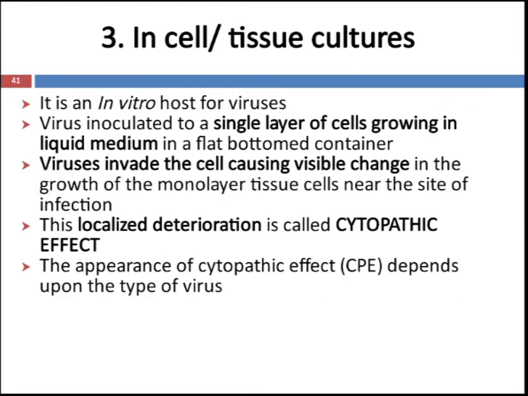Now coming to the third method for cultivation of animal virus, in cell or tissue culture. It is an in vitro host for viruses other than animals. In this, viruses are inoculated to a single layer of cells growing in liquid media in flat bottom containers. The viruses invade the cell causing visible change in the growth of monolayer tissue cells near the site of infection. This localized deterioration is known as cytopathic effect, and cytopathic effect depends mainly upon the type of viruses.